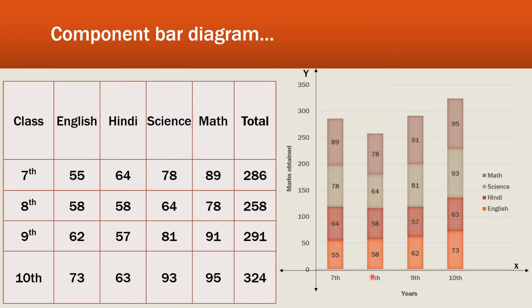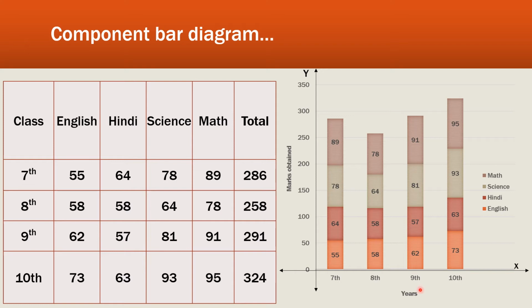Let's take the second one. We put a line at 58. Then we add 58 to the marks obtained in Hindi and we get 116. So we put a line there at 116. We take 116 and add it to 64 and what we get is 180. So we put a line there at that level. So the remaining portion would give us the marks in maths.